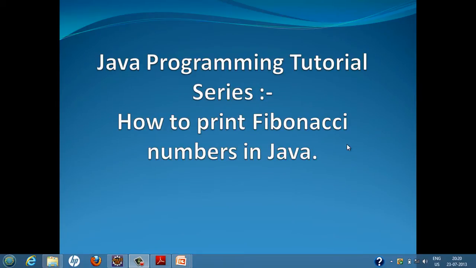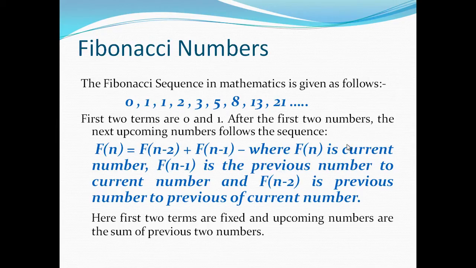So let's move ahead. Friends, the Fibonacci sequence in mathematics is given by the following sequence: 0, 1, 1, 2, 3, 5, 8, 13, 21 and so on. In this sequence, the first two terms, 0 and 1, are always fixed, and the upcoming numbers, after the first two terms, come by adding the previous two terms.